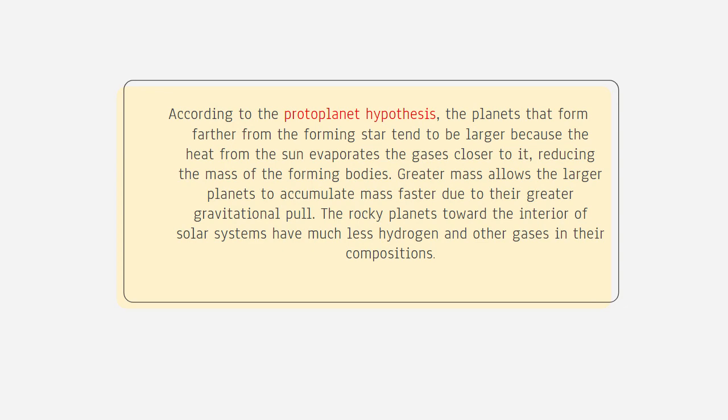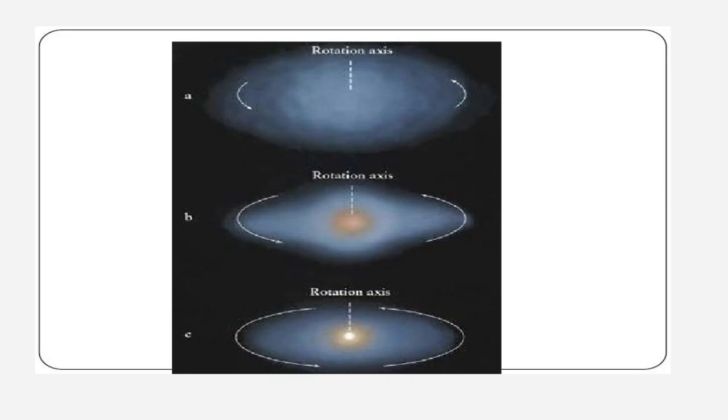Next one, we have the protoplanet hypothesis. The center of the compressed gas cloud becomes hot, and eventually the core becomes the sun. So rotation axis. So next, the hydrogen fusion.